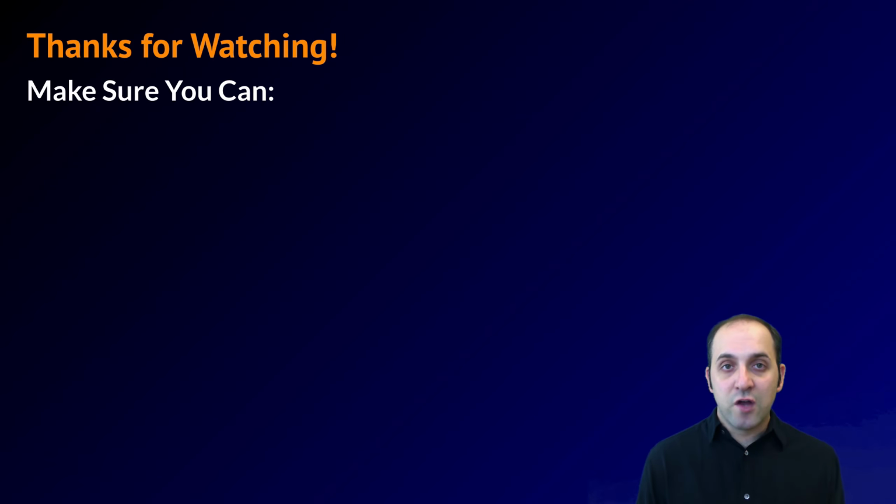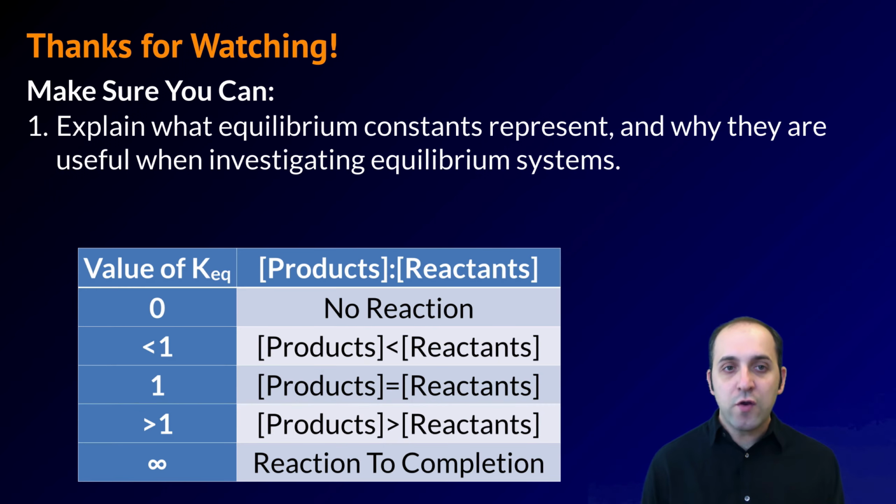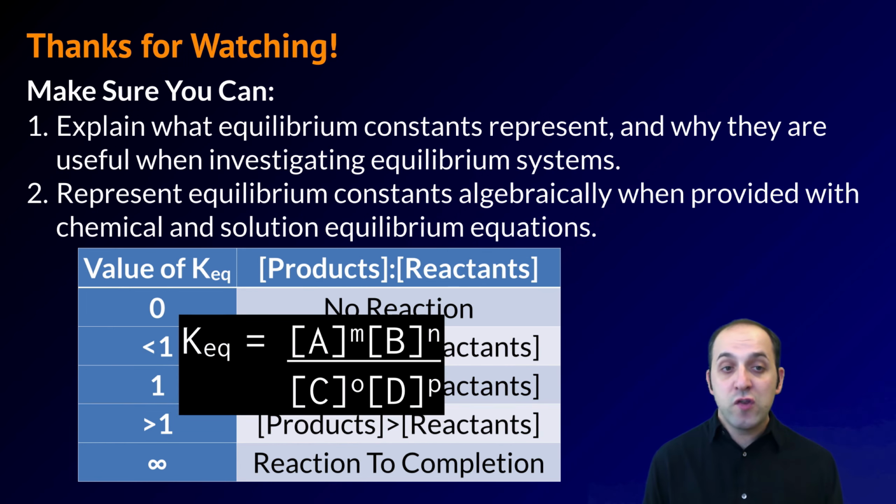Thanks so much for watching our discussion of equilibrium constants. Make sure you can do the following things here at the end. Make sure that you can explain what equilibrium constants represent and why they're useful when we investigate equilibrium systems. Also make sure that you can represent equilibrium constants algebraically when provided with chemical and solution equilibrium equations. If you can do all these things, you're doing great. If not, that's really okay too.